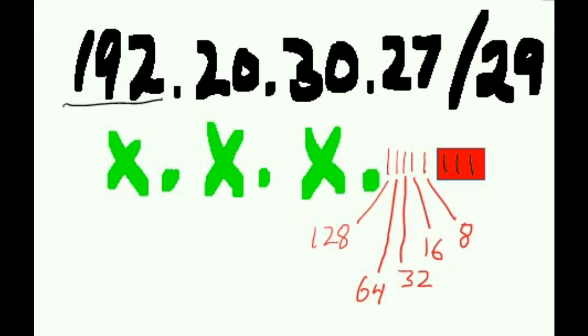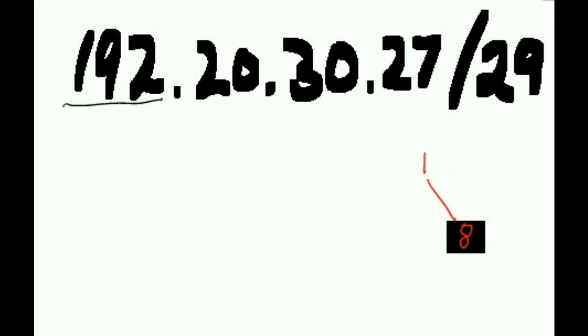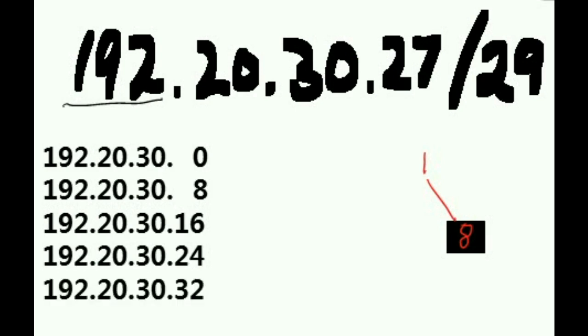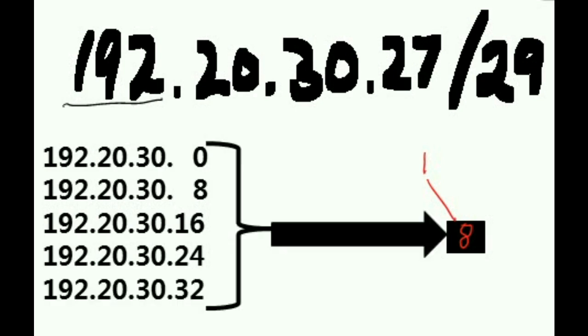These bits don't concern us right now, so let's move them aside. The rightmost borrowed bit is the block size. Knowing this, we can now calculate the subnets. So your first 5 subnet addresses will be 192.20.30.0, 8, 16, 24, 32. Each subnet is an increment of 8, that block size.